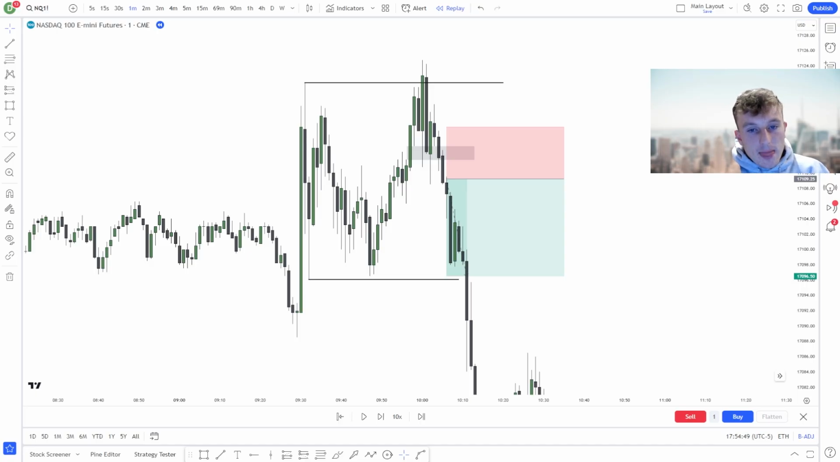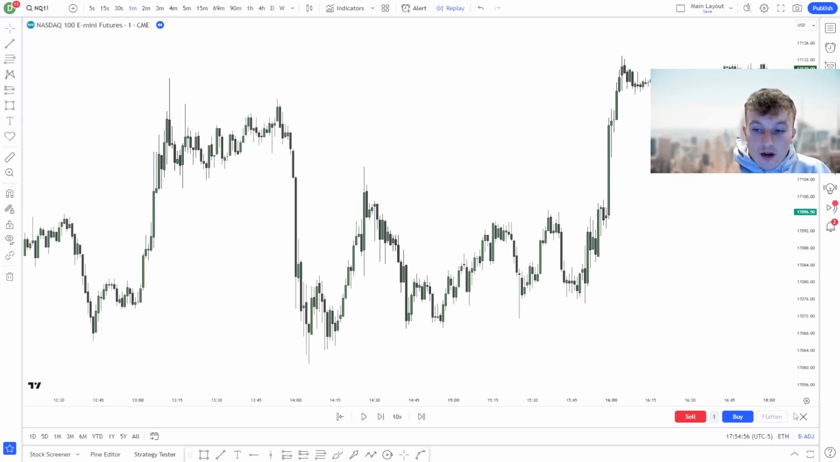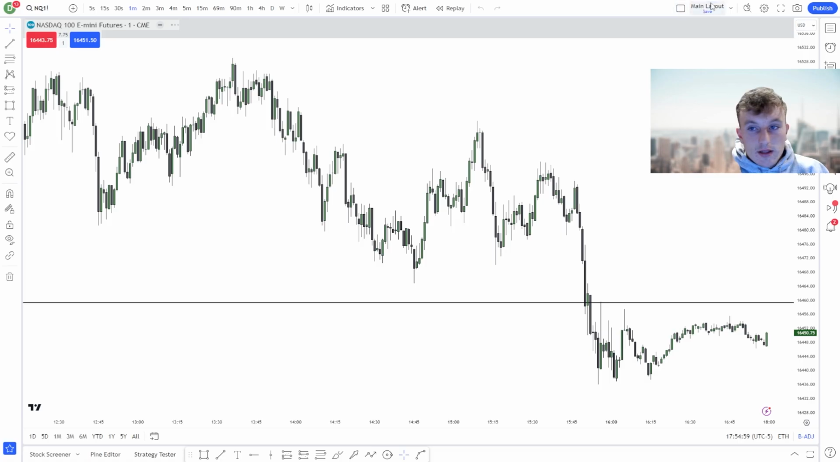But if I do know the daily bias, I want to wait for the setup that goes along with the daily bias. But if you don't know the daily bias, then you can take a setup like the example I just showed.